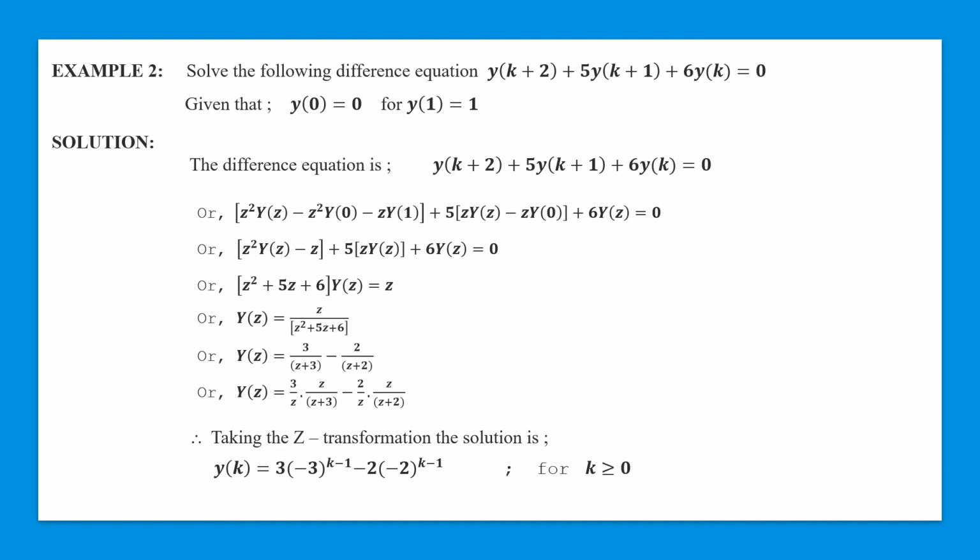Now if we take the inverse z transform on both sides, then we can write y(k) = 3 (-3)^(k-1) - 2 (-2)^(k-1), for the value of k always greater than or equal to 0. Thank you.